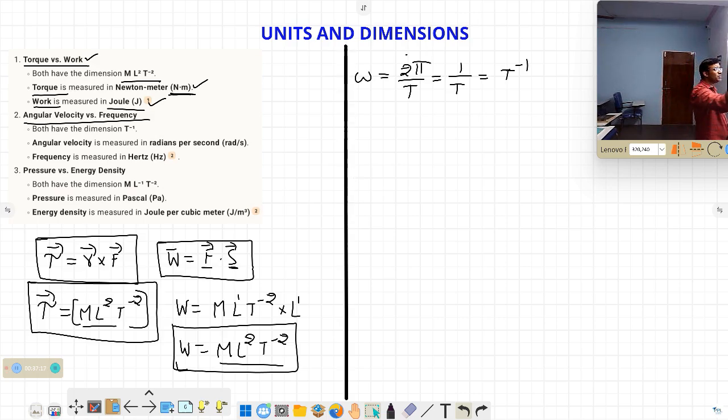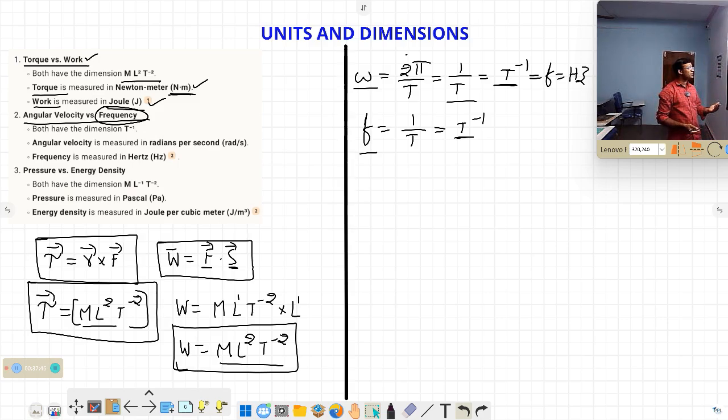This T^-1 we also call frequency, which we measure in terms of hertz. Next, frequency is also one of the physical quantities. The formula for frequency is 1 by T. So for angular velocity we get 1 by T, and for frequency we also get 1 by T. Both have the same dimension formula, T^-1.